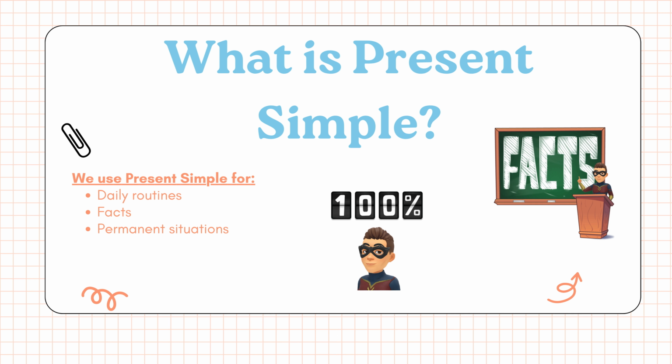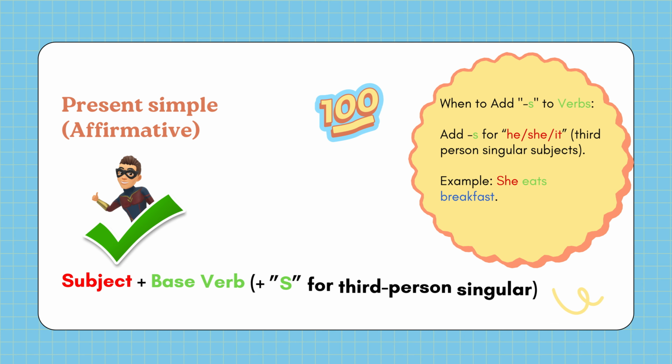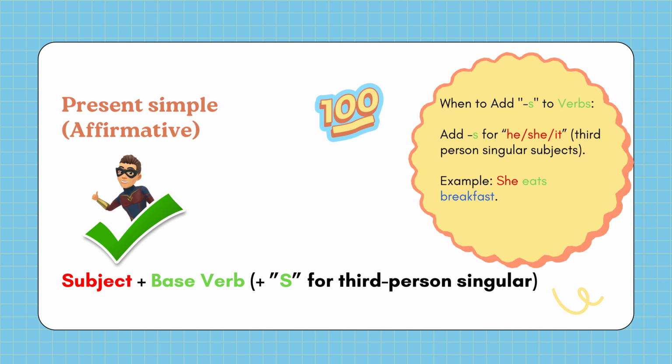Let's dive into the present simple tense, specifically the affirmative form. The structure is simple, subject plus base verb. But for he, she, or it, don't forget to add s, like she eats breakfast, not she eat breakfast. For I, you, we, and they, no change, just the base verb. Understanding this rule is key to building clear and correct sentences. Let's take a closer look.